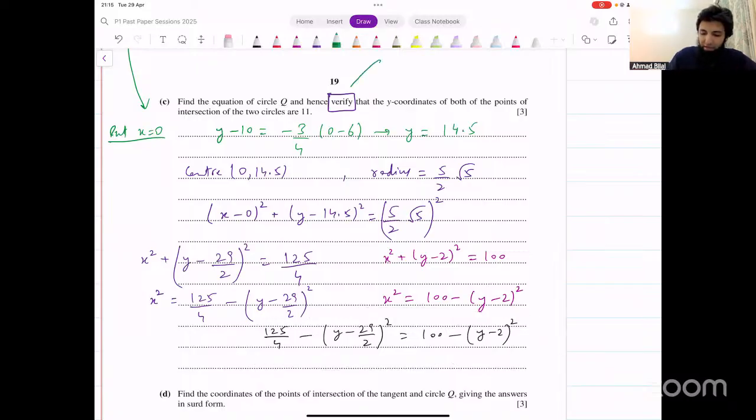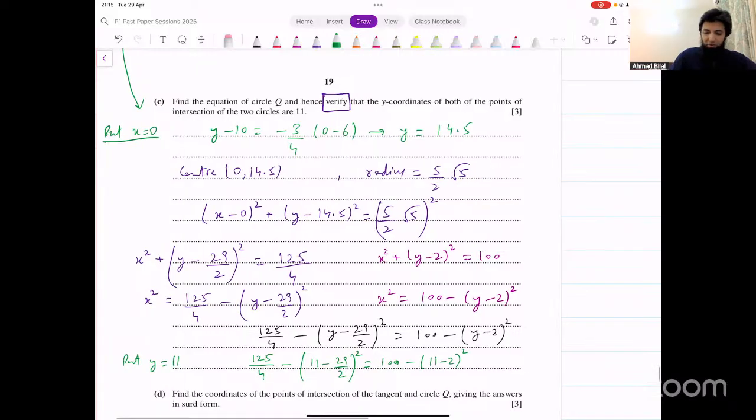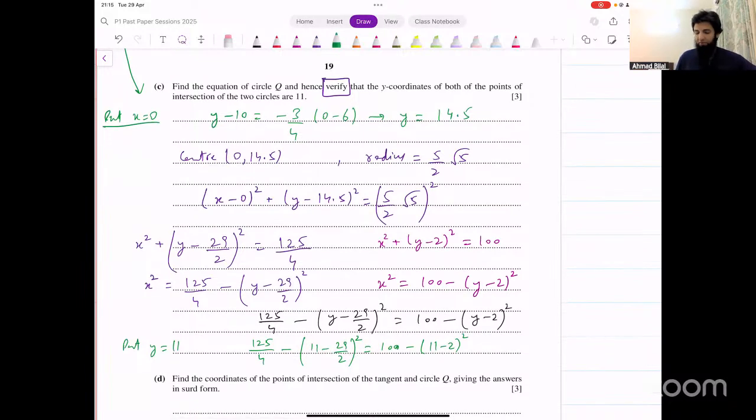However, they're asking us to verify this. Verify means that we can just input that value of 11 here and show that this equation satisfies y equal to 11. And that will be much easier, much quicker. So let's input y equal to 11 here and show that this equation is satisfied when the value for y is 11. That's what verification means. What do we get from that? 125/4 minus 11 minus 29/2 whole squared equals 100 minus 11 minus 2 whole squared. Put this on your calculator and see what you get on both sides of this equation. On the right side, I would get 100 minus 81, that's 19. So most likely you will get 19 equals 19, and that means the equation is satisfied. So this is the point of intersection, and that's what you had to prove here.